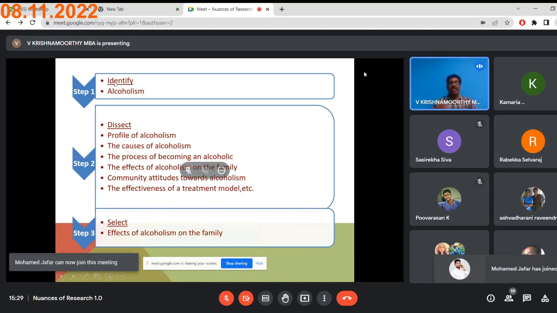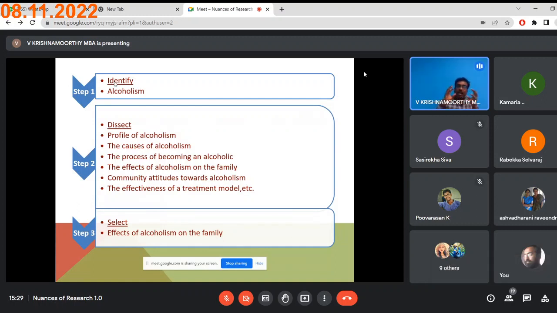First, you have to identify any one research problem. I am taking alcoholism as my research problem. Okay, what is the second step? I am classifying this research problem into several subcomponents. What are the various classifications? What is the profile of alcoholism? For example, the demographic profile, male, female, plus the causes why they are addicted to alcoholism. Next, the process of becoming alcoholic.